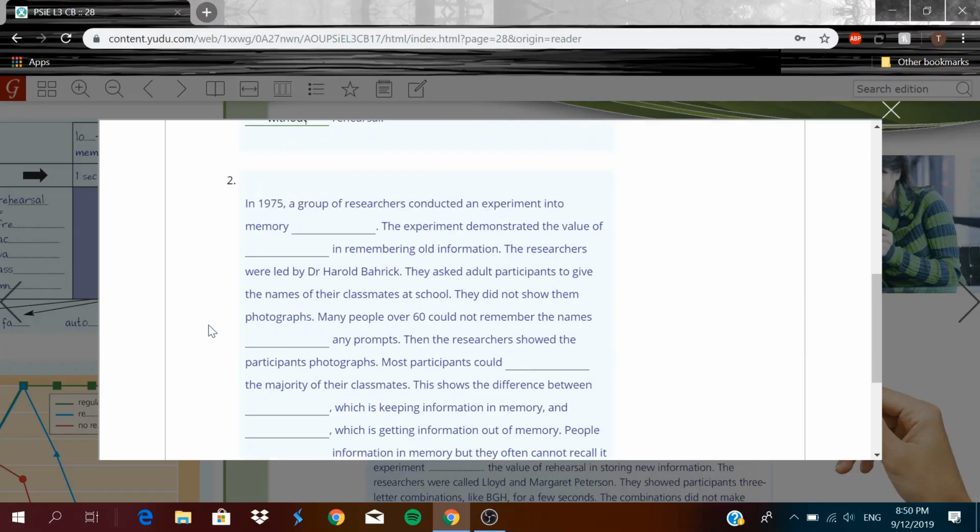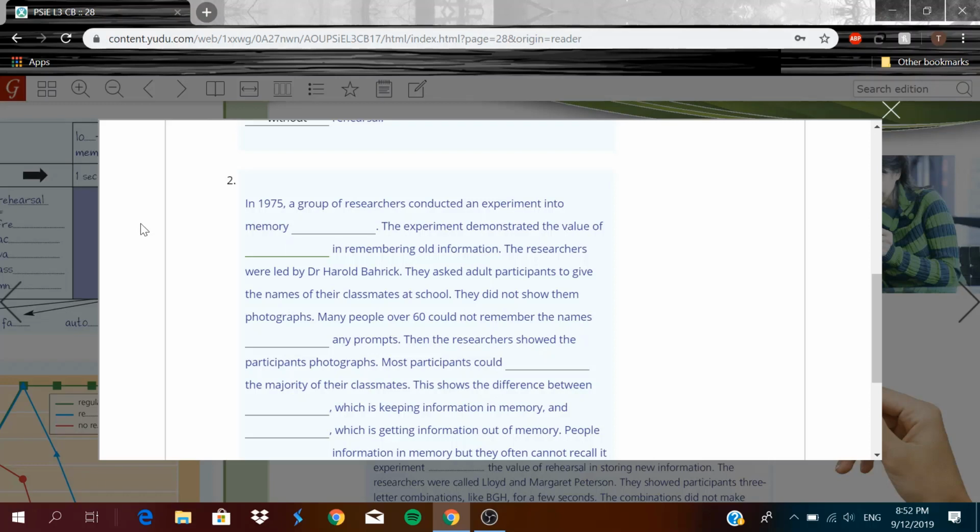Now let's go to text number 2. In 1975, a group of researchers conducted an experiment into memory. What do you guys think?